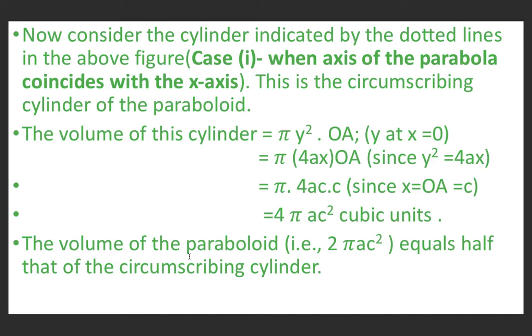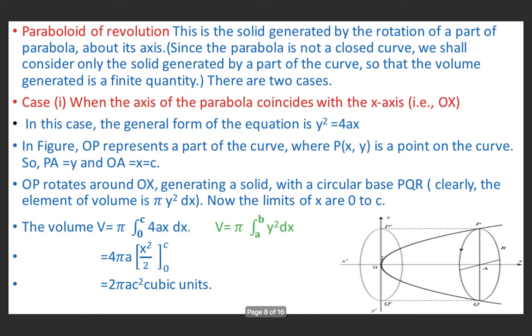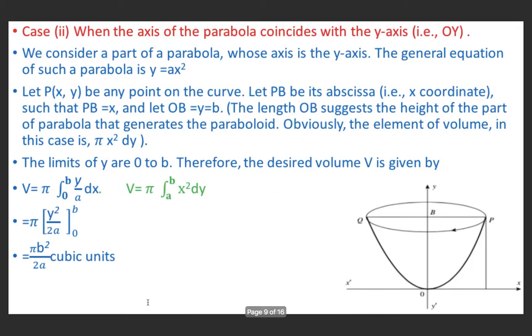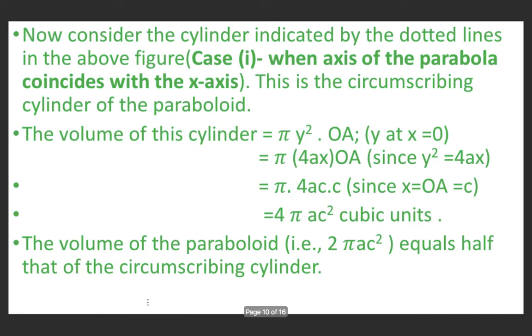Also, we had calculated the volume of the paraboloid as 2 pi a c square. It is the volume of the paraboloid of revolution when this OP is rotated around the x-axis. Now this was the case when the axis of the parabola was taken along the x-axis. So in this case, the volume is 2 pi a c square, and here the volume of the circumscribing cylinder of the paraboloid is 4 pi a c square. It means the volume of the paraboloid equals half of the circumscribing cylinder.